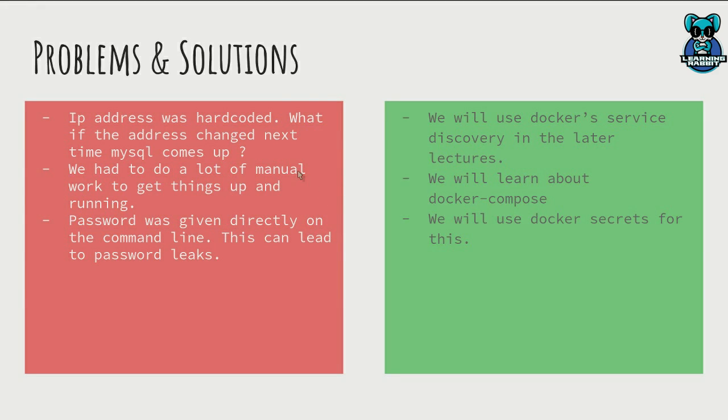So these were some of the problems that I discussed at the beginning of this lecture. These were the problems that came up when we were building our own Docker application. So the first problem was the IP address was hard-coded. We've already solved this problem using Docker Service Registry, Docker Service Discovery, by using the Docker networks. That was covered in this lecture. And in the upcoming lectures, I'm going to talk about solutions to these two problems, which is regarding passwords and automation around Docker.